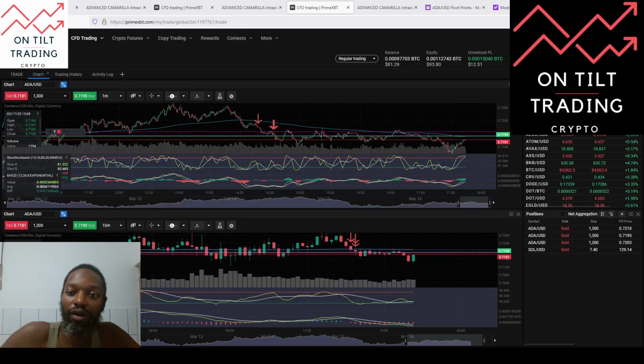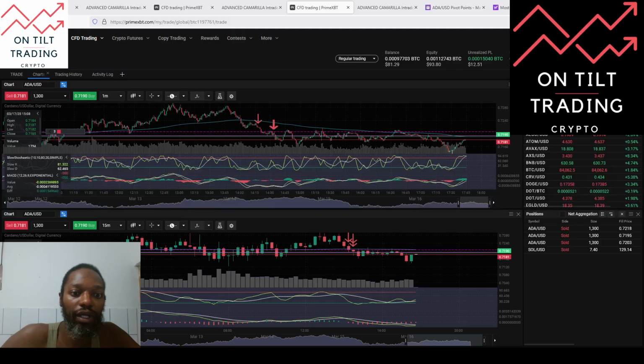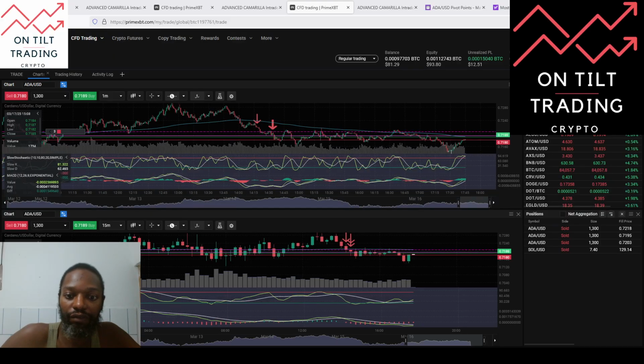This trade is an R3 to an S3 traverse short. So this is a reversal trade on Cardano. And everything that's up here correlates to the bottom chart. This is the 1 minute, and this is the 15 minute. We'll come in and take a closer look at my entry here on the 1 minute.